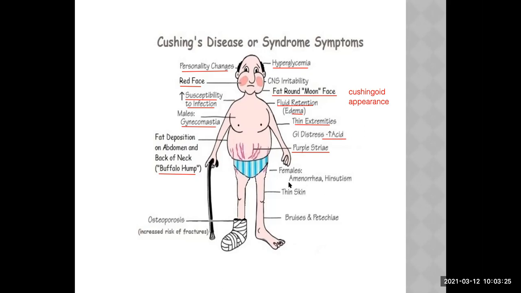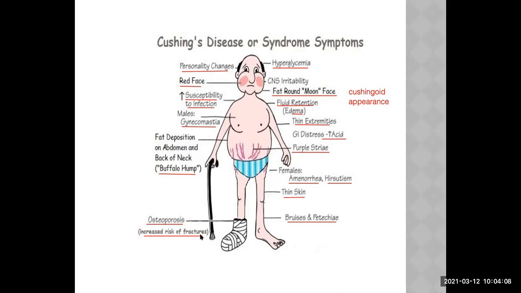In case of female, they suffer from amenorrhea or hirsutism. There is excessive hair growth on the face, an unwanted part of the body. Skin is atrophied, so it looks very thin. There are bruises and petechiae, again because of very thin skin, because of inhibition of protein synthesis. Probably some of the blood vessels may rupture and there may be a bleeding spot. And osteoporosis is a very common feature in case of Cushing syndrome. So there is an increased risk of fracture. Not only in the extremity, the fractures are quite common in the vertebra on the back as well.